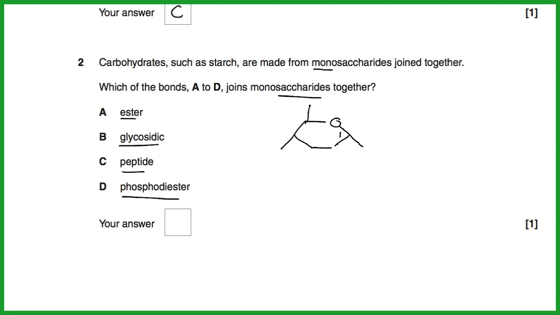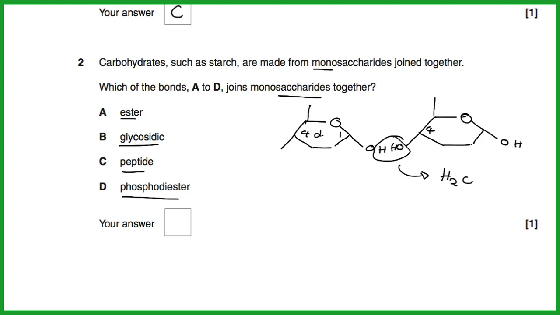So here we might have alpha glucose with the OH on the one carbon, and it would form a glycosidic bond with another glucose joining the 1 and the 4 carbon together, eliminating water because it's a condensation reaction, and then putting the oxygen in the middle of the glycosidic bond. So the answer here is B, a glycosidic bond.